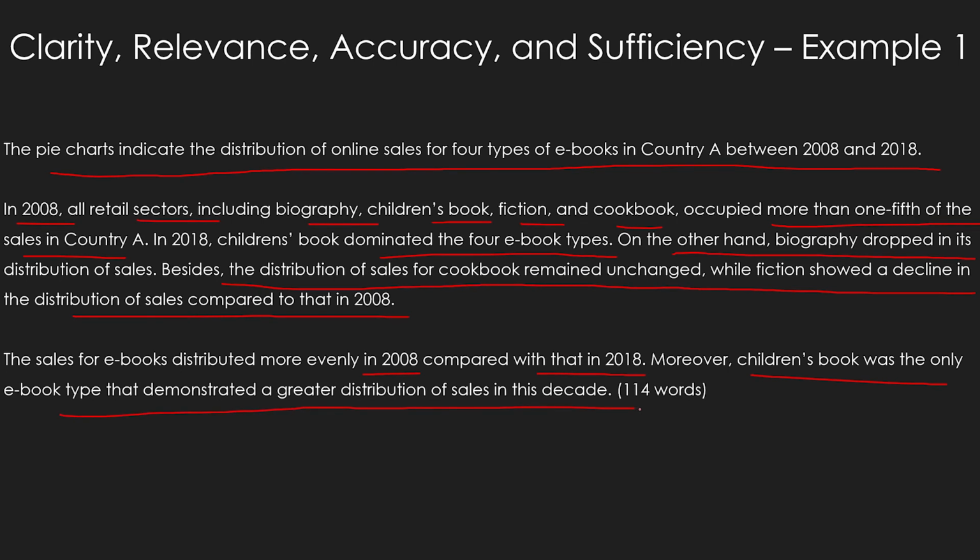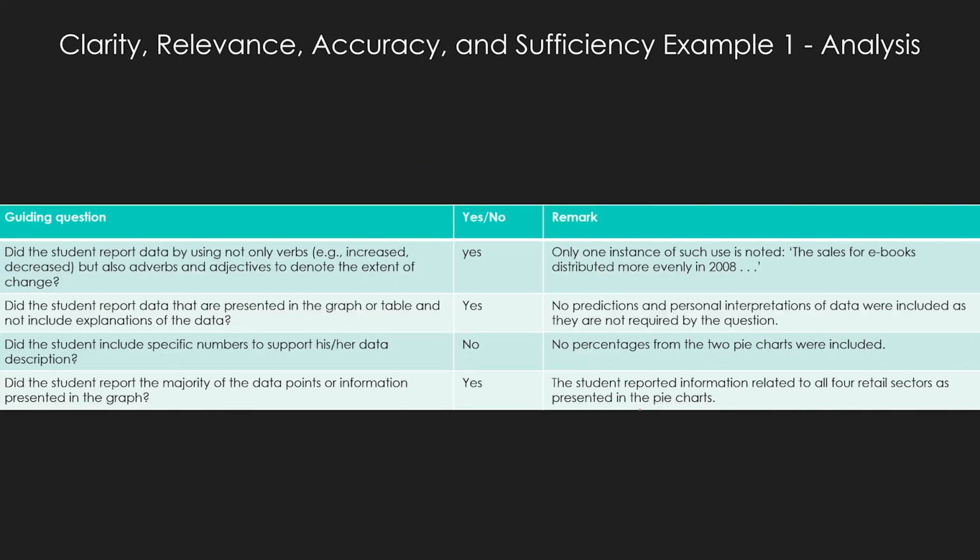Now let's quickly analyze this. Overall, it's an okay answer because first of all, they did use different adjectives and adverbs to go over their answer. You see how they used, like, the sales for ebooks distributed more evenly in 2008, things like that. One instance, but it was still done. Second, did the student report data that are presented in the graph or table and not include explanations of the data? Yes, they did. There were no predictions or interpretations given here, so make sure you don't do that. You do not go about giving explanations because that's just wrong.